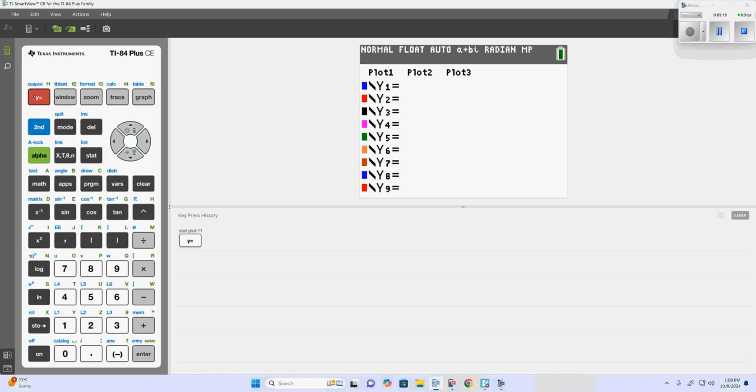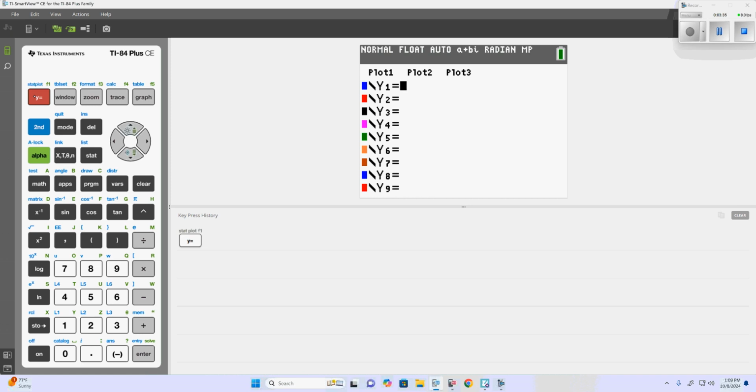If there's any equations typed into y1, y2, y3, all the way down, clear those out. So scroll up or down to it and hit clear. I think all of them should be blank. So what we're going to do is type this equation into y1.